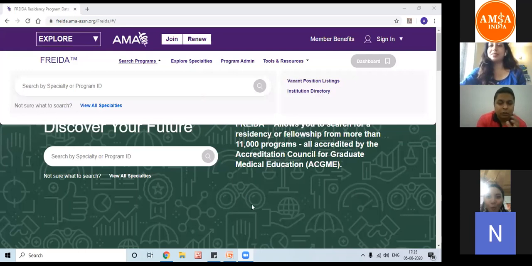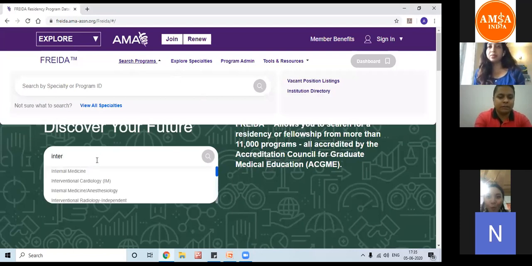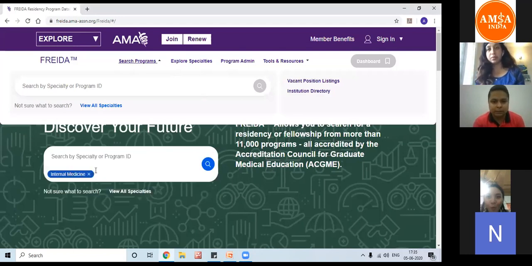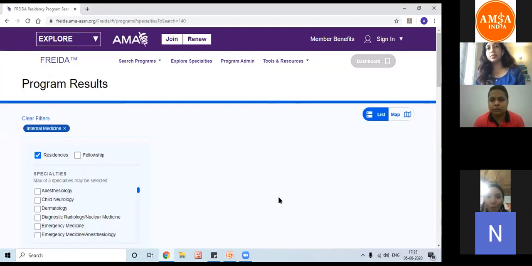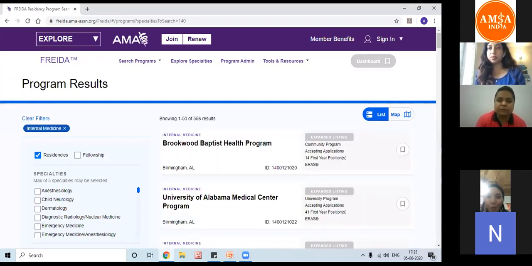Yes. Okay. So this is the website that you would be landing onto. And then just click on search programs, and then the search bar would just pop up. Now, as I was giving you an example of internal medicine, so that's the area of specialty that I would want to apply to. So if I just simply click on internal medicine and say search, right, now I have 556 results across the US, which will fetch me results only for internal medicine.